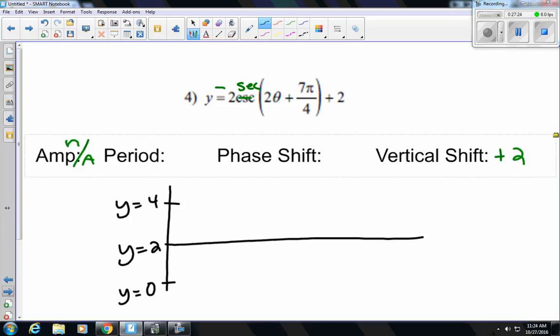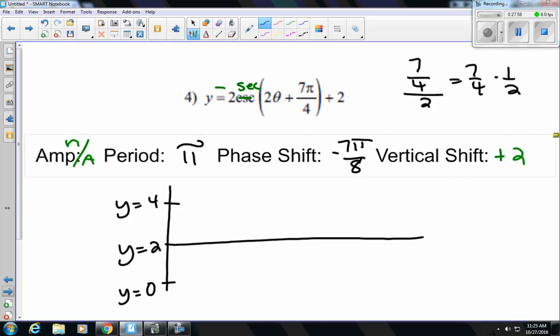Okay, anything else I can do? Period is pi. So phase shift is, so it's negative, so I've got 7 over 4 divided by 2, which is really 7 over 4 times 1/2, which is negative 7 pi over 8. Is it getting better? The whole fraction issue getting a little bit better?